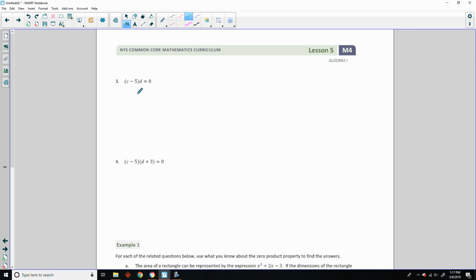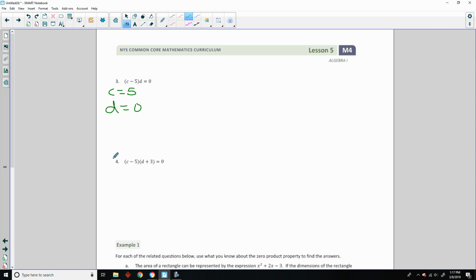Number 3. Now we have the zero product property. This is easy. I already spoke about this in the last problem. If I make what's in the parentheses 0, in other words, C equals 5, because 5 minus 5 is 0, then 0 times no matter what D is will always equal 0. I could also make D equal to 0, and no matter what C is, it could be 1,000,000, 1,000,000 minus 5 times 0 is 0. So these are the two values that would make that true.